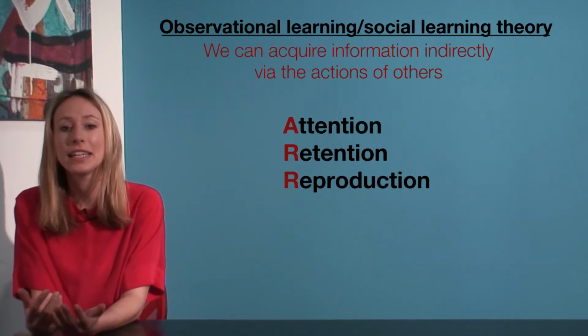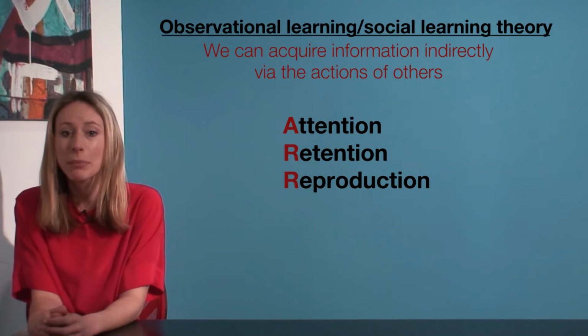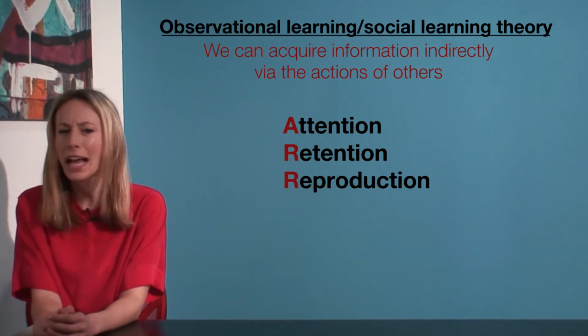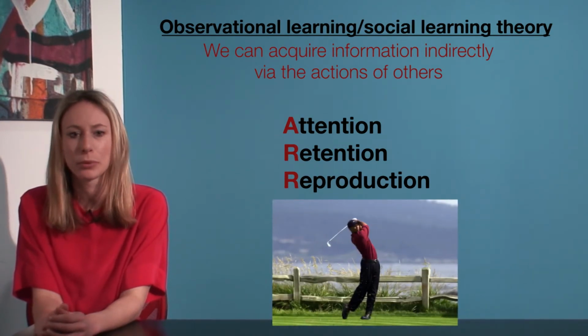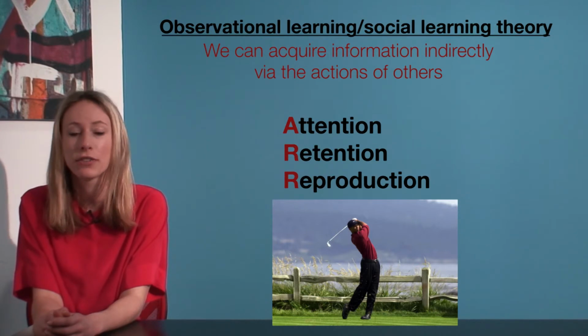Thirdly, the learner needs to be able to reproduce the behaviour. Importantly, the learner must have the capabilities to be able to do so. For example, the average person wouldn't be able to replicate Tiger Woods' golf swing, even if they had adhered to the attention and retention stages of observational learning.